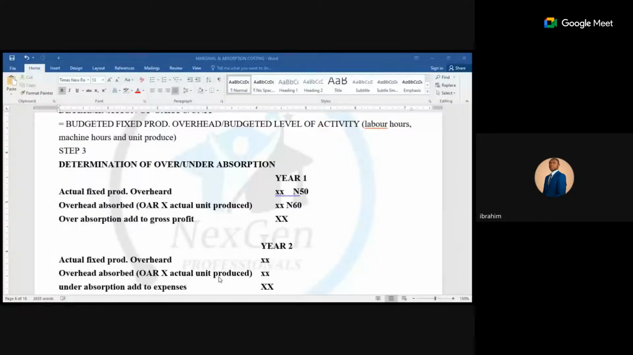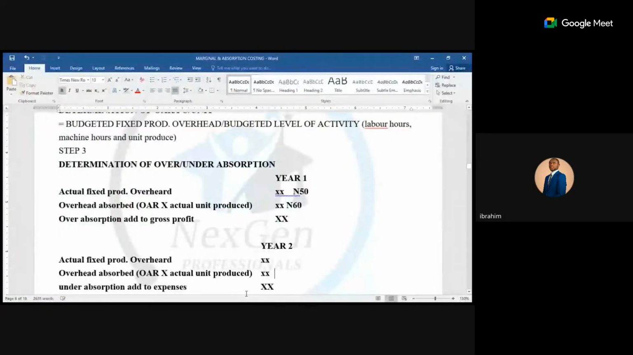Then look at it, you budgeted 16 naira as cost. Then you end up incurring 15 naira. Is that not so? That is over absorption, when the overhead absorbed, the budgeted overhead, is higher than the actual. So that cost element, that gain, will be added to the what? To the gross profit.